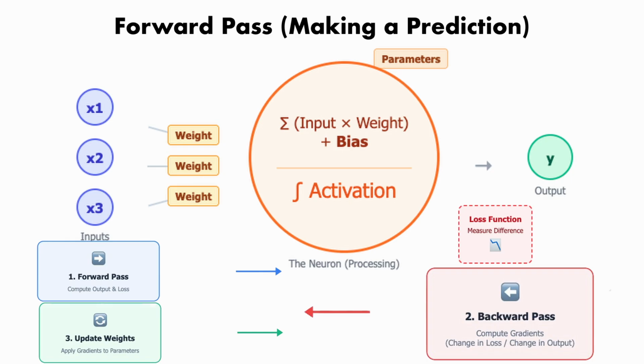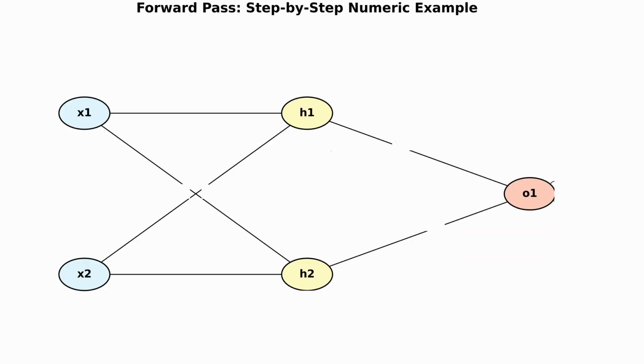Now, let's walk step by step through an example. We will use a tiny network so you can follow every number. Our network architecture consists of two input nodes, x1 and x2, one hidden layer with two neurons, h1 and h2, each using the sigmoid activation, and one output neuron, O1, sigmoid activation as well. Loss can be represented by 0.5 times (y minus O1) squared.